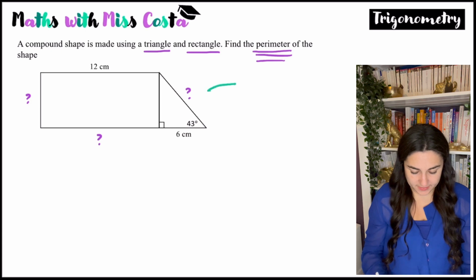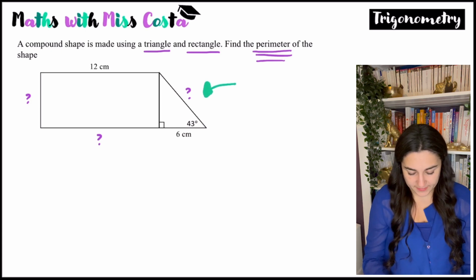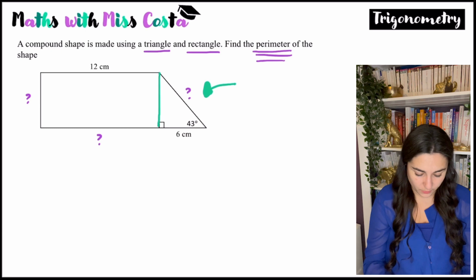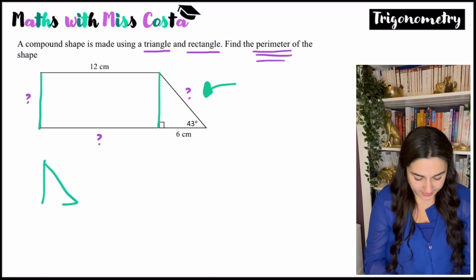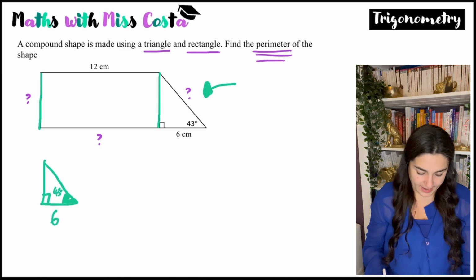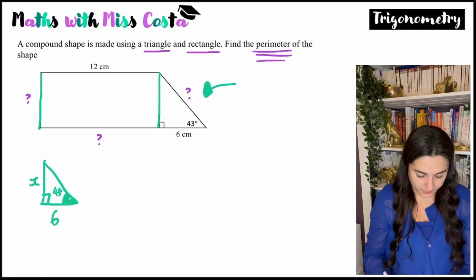I'm going to need to use trigonometry to find out this length here. So first of all, I want to find out this length here, which would also be the same as this length here. So let's draw out this triangle. That's 6. This is an angle of 43. And I am trying to work out this value here.